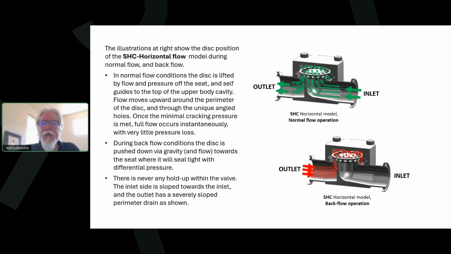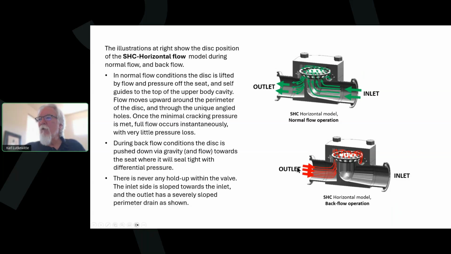The SHC model operates, again, pretty much the same. Flow under the disc lifts, flow goes around the disc down into this drainable. You can see the beginning of this little channel here that's at an angle that ends up coming out here. So flow, once it goes through the holes around the disc, it drains down through this slope chamber to the outlet. In the same way, on the inlet side, it is severely sloped. So in other words, you get no holdup on the horizontal design. Nothing is held up in the valve itself.